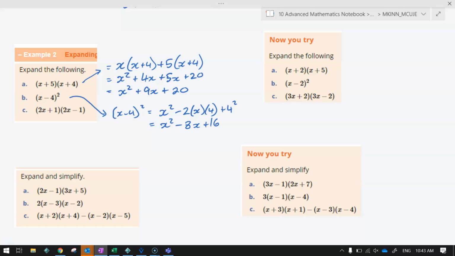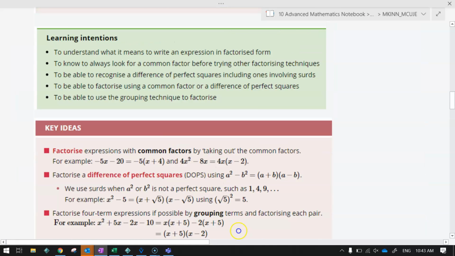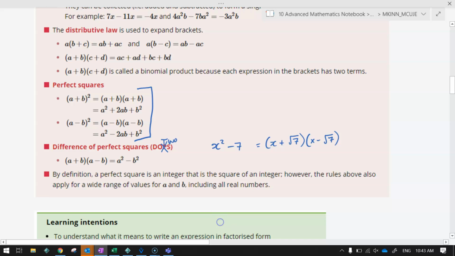Question. How did I get to the, which bit? The 2 times x times 4, the bit in the middle? Yeah, so way back up here when we were looking at them, remember we had a look at these rules and we've got the a squared minus 2ab plus b squared? So I remembered my rule. But where does it come from is a good question.